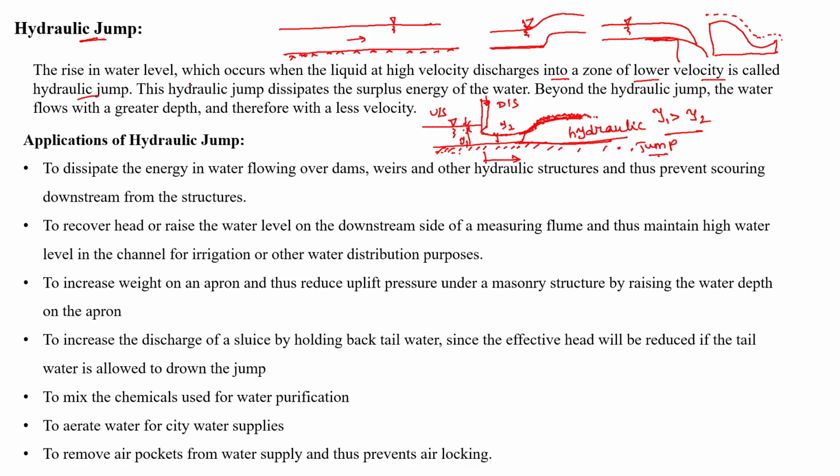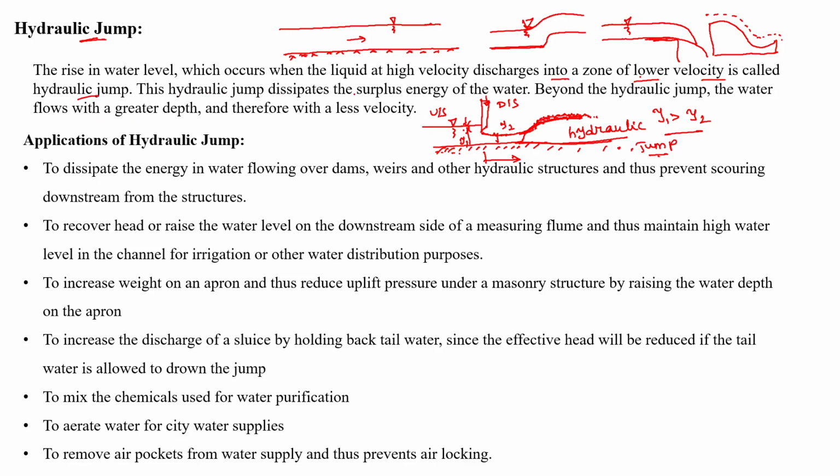In a hydraulic jump, we are artificially increasing the depth of the water level in the channel. We create a zone of high velocity, and this high velocity zone loses its energy as it flows towards the downstream. After a certain distance, it loses its energy and forms a jump. So a rise in the water level which occurs when liquid at a high velocity discharges into a zone of lower velocity is called a hydraulic jump.